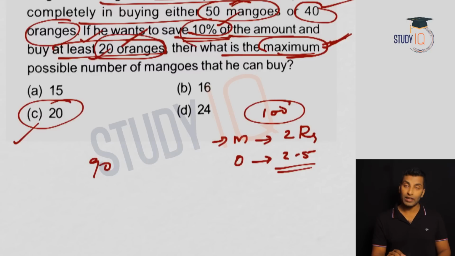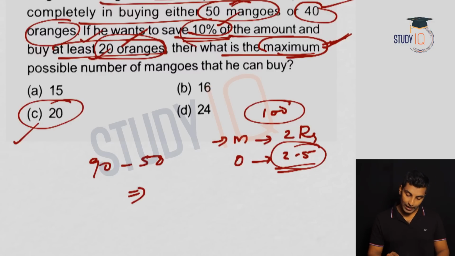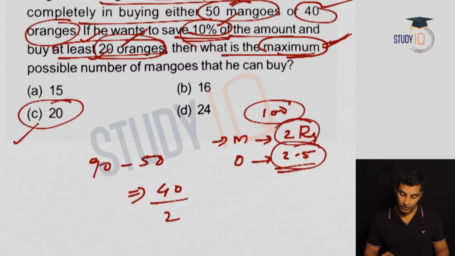You are buying 20 oranges. 20 oranges will cost 50 rupees, right? So 90 minus 50, what you'll get is 40. Then how many mangoes can you buy, right? So divide by 2 because a mango costs 2 rupees. So you'll get 20. So the answer for this question is 20.